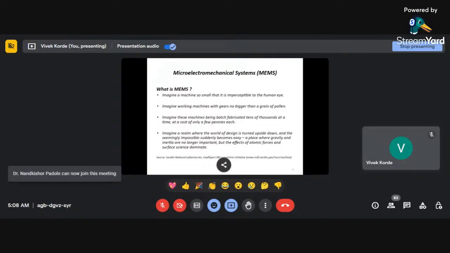Then imagine these machines being batch fabricated tens of thousands at a time at a cost of only a few pennies each. Or imagine a realm where the world of design is turned upside down and the seemingly impossible suddenly becomes easy, a place where gravity and inertia are no longer important, but the effects of atomic forces and surface science dominate. That means, at such micro or nano level, MEMS or NEMS will work, isn't it? And therefore, now these days, the materials are fabricated.